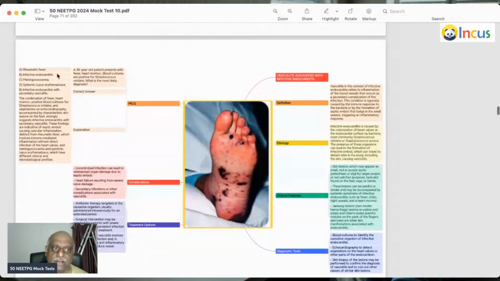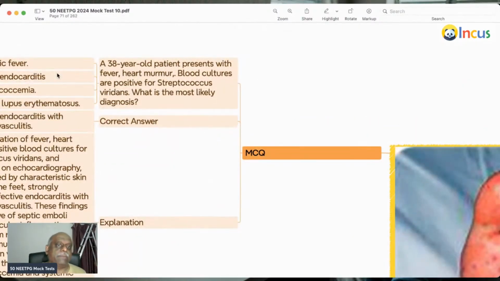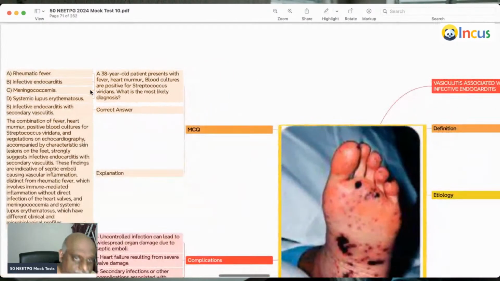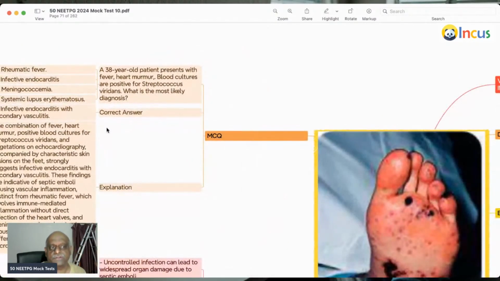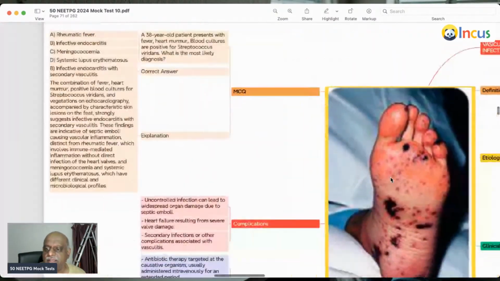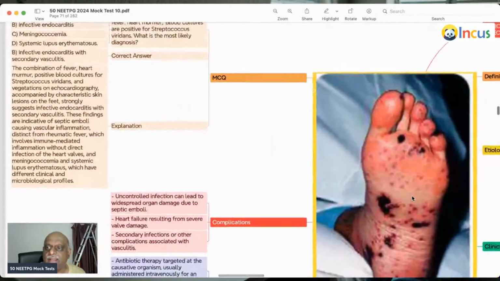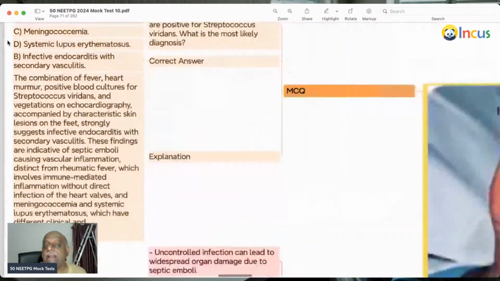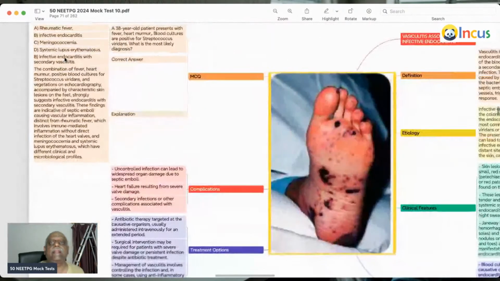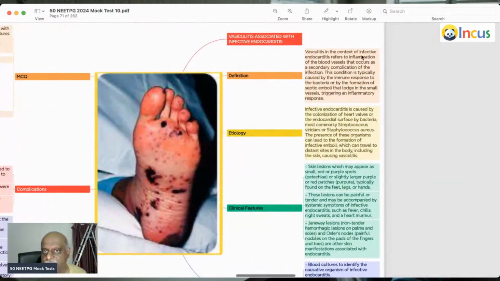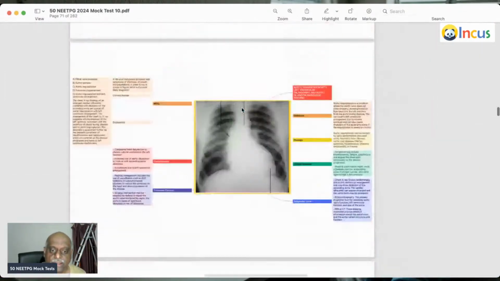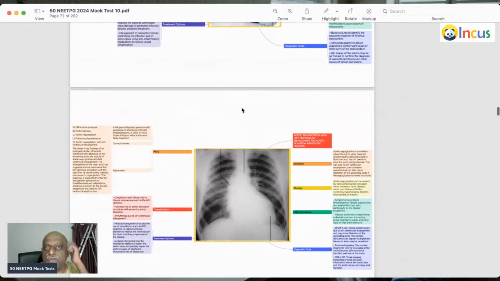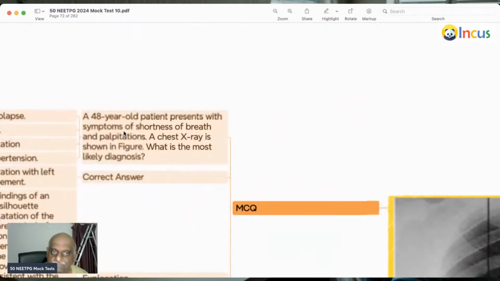Right, doctor? Now, a 38-year-old patient presents with fever and heart murmur. Blood cultures are positive for Streptococcus viridans. So what are you seeing here, doctor? All those vasculitic lesions, which are characteristic of infective endocarditis with secondary valvulitis, is what you need to basically remember. So Roth spots, everything you should know in infective endocarditis.